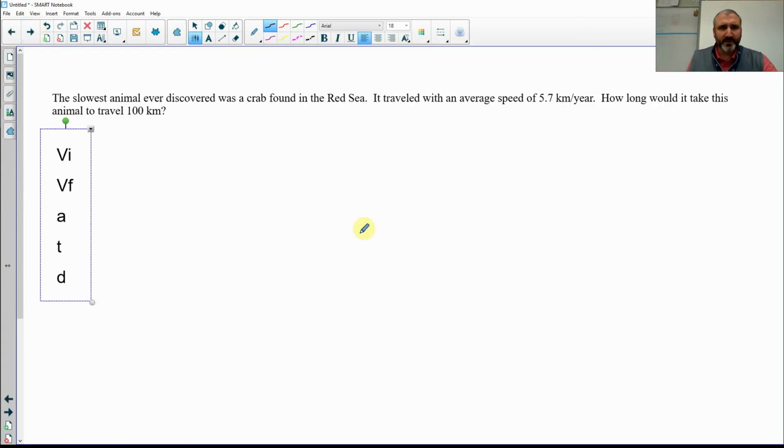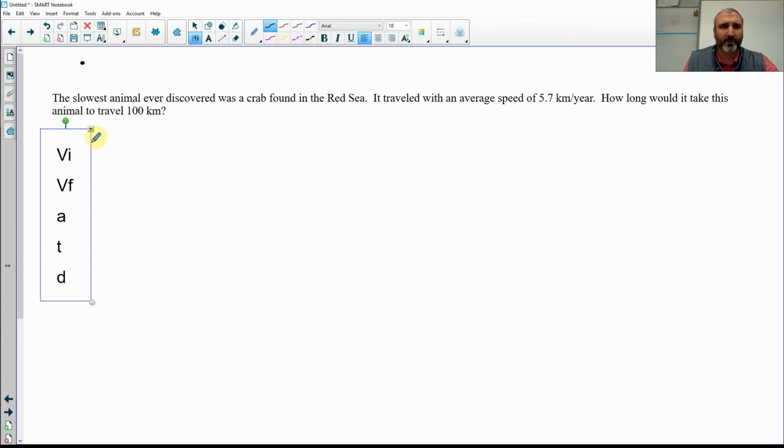Next, the slowest animal ever discovered is a crab found in the Red Sea. It travels with an average speed of 5.7 kilometers a year. How long would it take this animal to travel 100 kilometers? Strangely enough, I'm going to leave this in years because it's going to take years. I know the normal units would be meters and seconds, but if it goes 5.7 a year and we want it to go 100 kilometers, we're talking about many years. So I don't want to go into seconds. I think that's overkill.